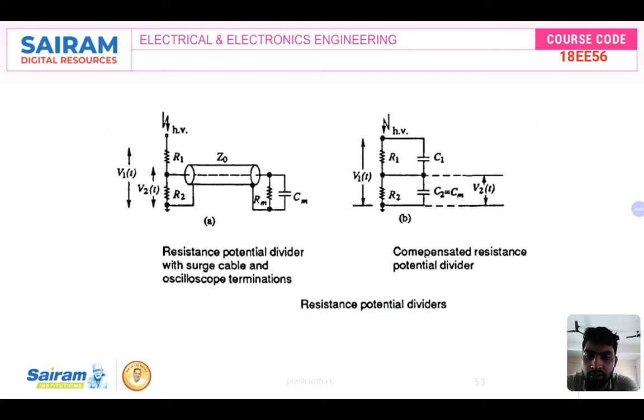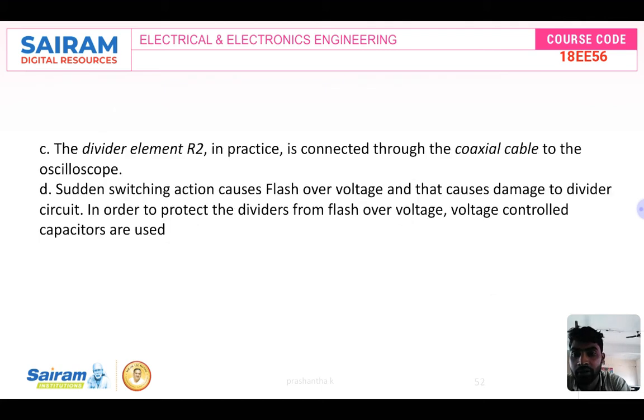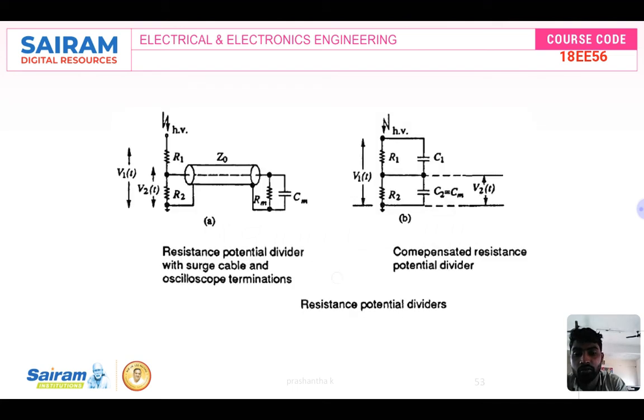Let us discuss the resistance potential divider. The first diagram shows a resistance potential divider with a surge cable and oscilloscope terminals, and the second one is a compensated resistance potential divider, right? Because a capacitance is connected over here. So the divider element R2 is in practice connected through the coaxial cable to the oscilloscope. See here in the diagram, it is connected to the oscilloscope, right?